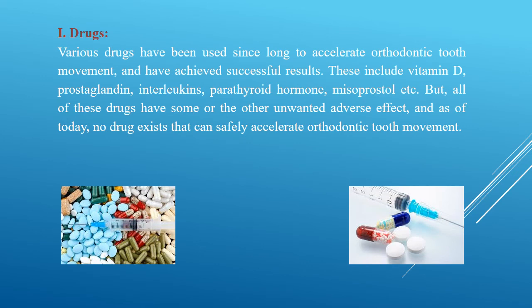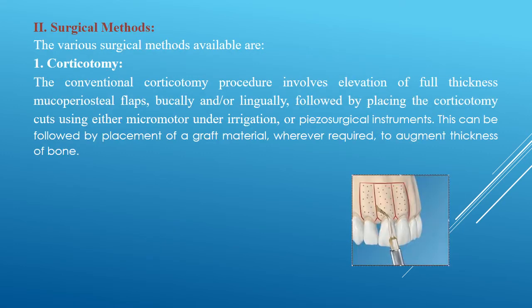Various drugs have been used since long to accelerate orthodontic tooth movement and have achieved successful results. These include vitamin D, prostaglandin, interleukins, parathyroid hormones. But all of these drugs have some or the other unwanted adverse effects, and as of today, no drug exists that can safely accelerate orthodontic tooth movement.